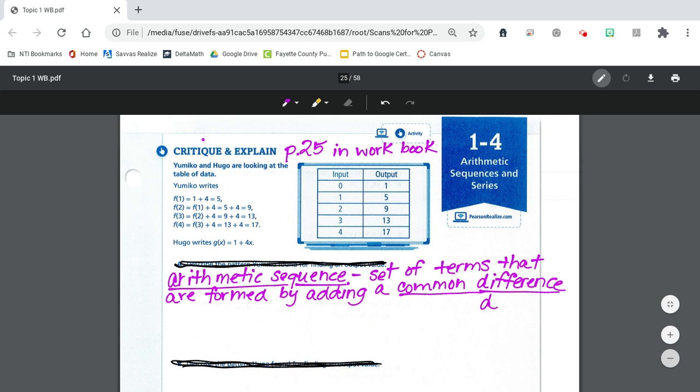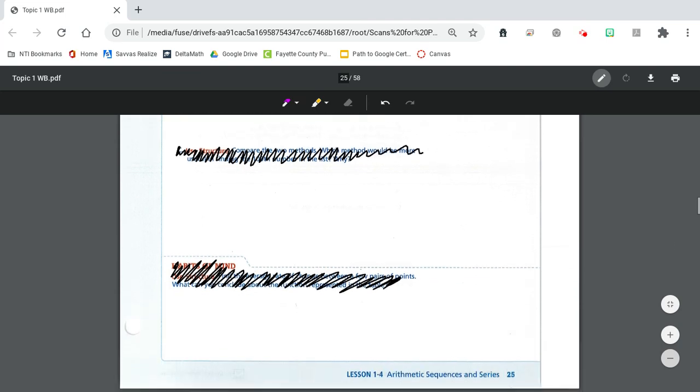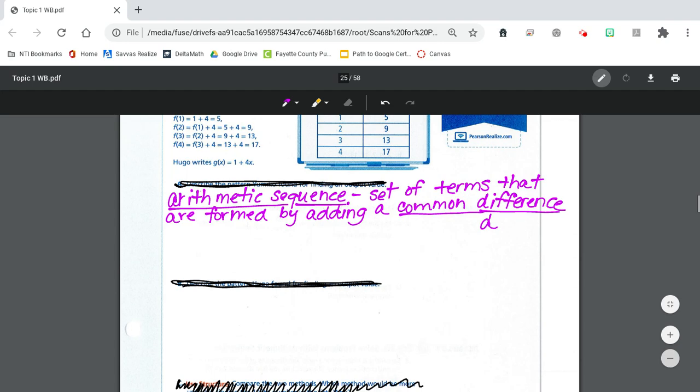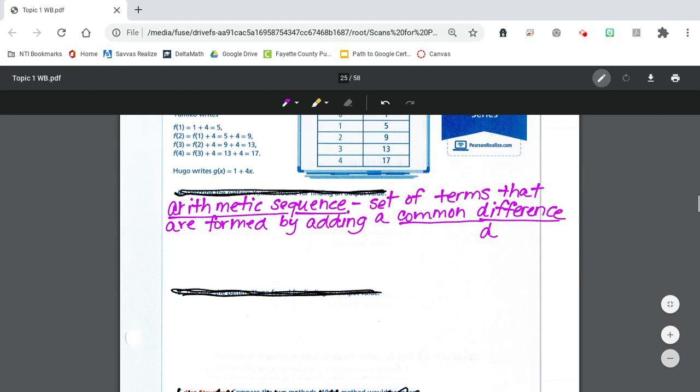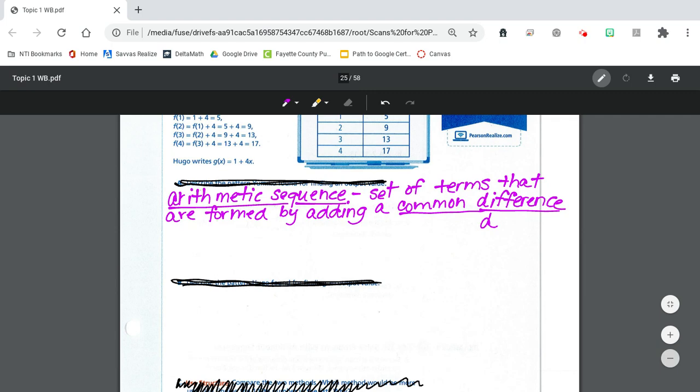Hey guys, today we're going to be talking about section 1.4, which is arithmetic sequences and series. And the notes are going to be on page 25 in your workbook. If you notice on that page 25, I've marked out the activity questions because we're going to use that space for notes, because there are 3 definitions and a couple formulas that you're going to want to have space for. So we're going to do that right here.